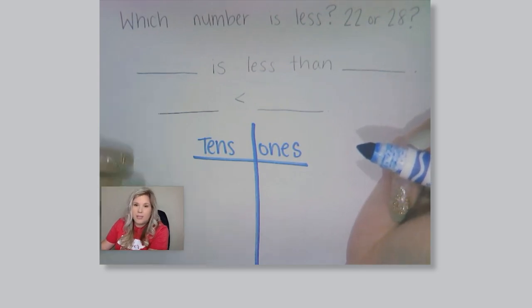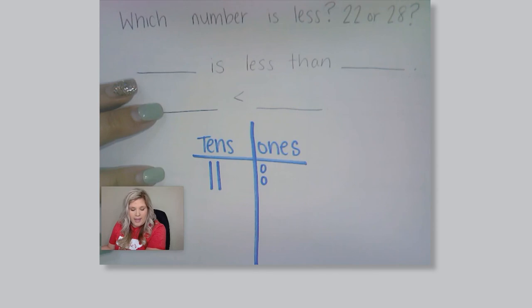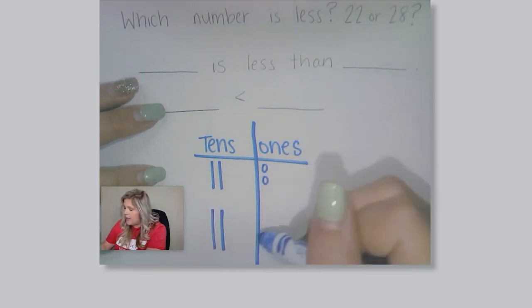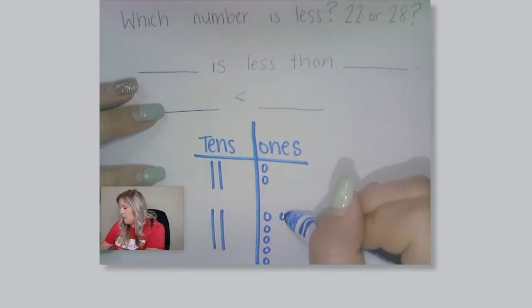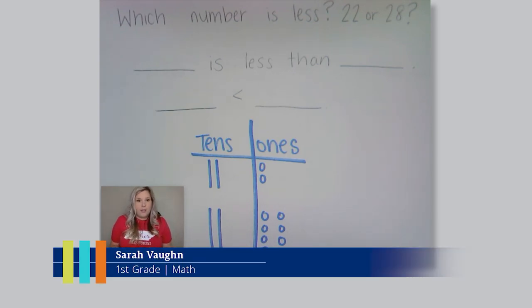Now I will draw the number 22. When I look at the number 22, it has 2 in the tens place and 2 in the ones place. And then when I look at the number 28, it has 2 in the tens place and 8 in the ones place. How can we use this drawing to compare the numbers? Will I compare the tens or will I compare the ones? Right. I'm going to compare the ones because the tens place has the same number of tens. I can compare the ones to see which number is less or fewest.